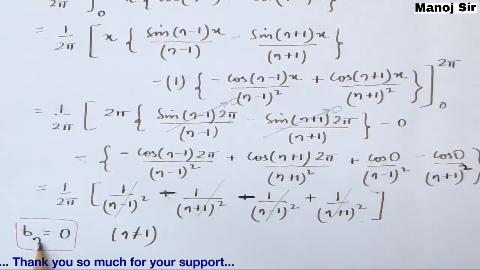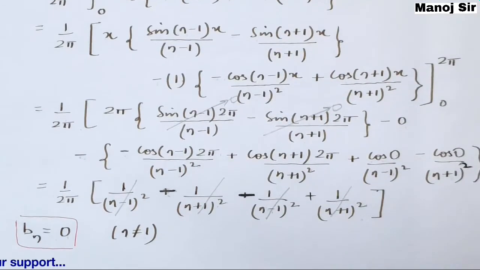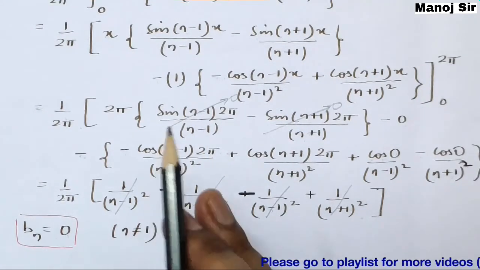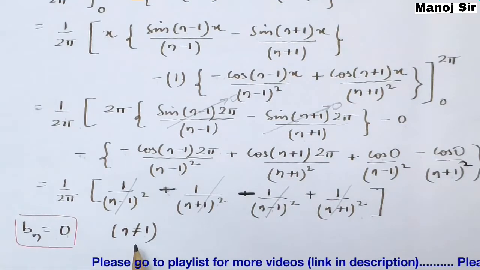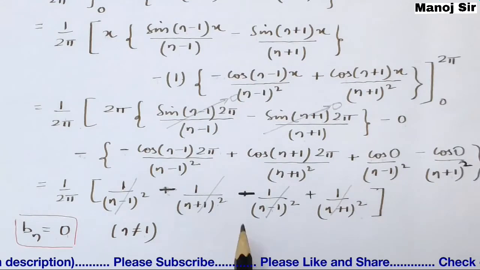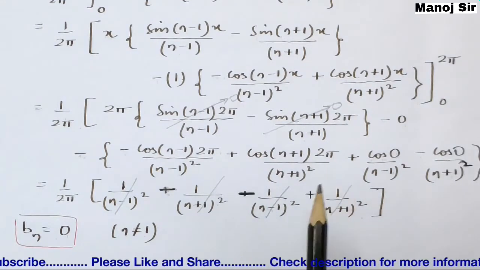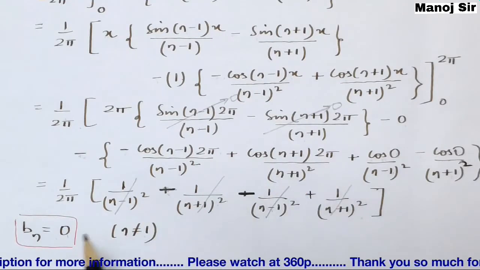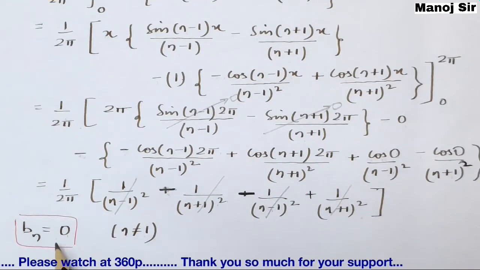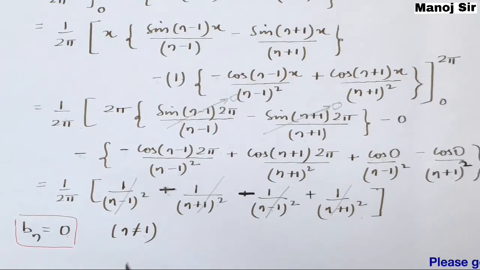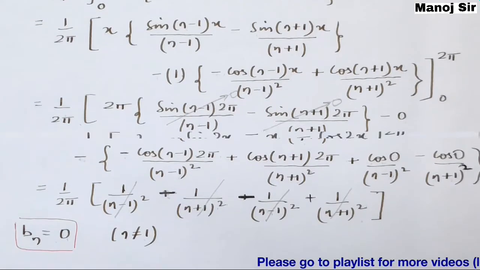Okay, so here we have bn equals 0. Finally we get bn equals 0. But remember one thing, the value of n goes from 2 to infinity, because at n equals 1 this term will become infinite. So we need to find b1 separately, because bn becomes 0 only when n goes from 2 to infinity. This value does not hold when n equals 1, so let us find b1 separately.